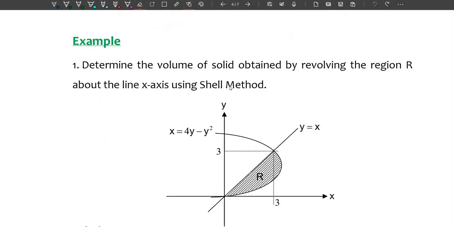Now let's look at an example. Determine the volume of the solid obtained by revolving the region R about the x-axis using the shell method. So it will be revolved here.